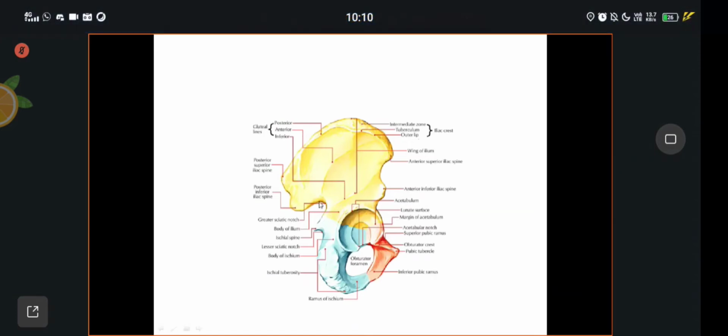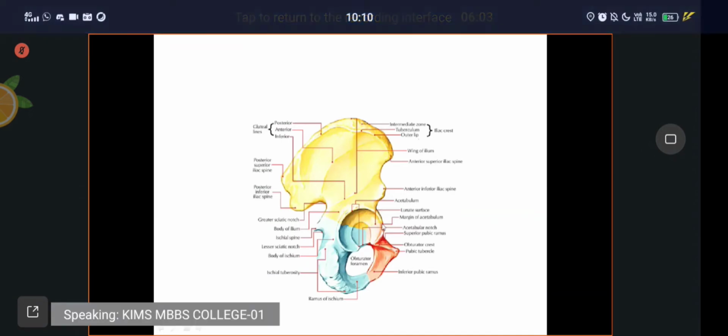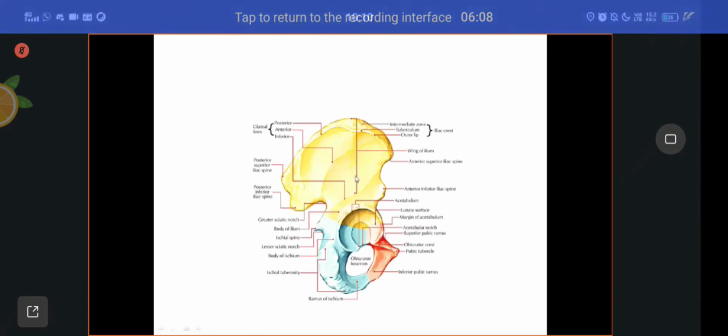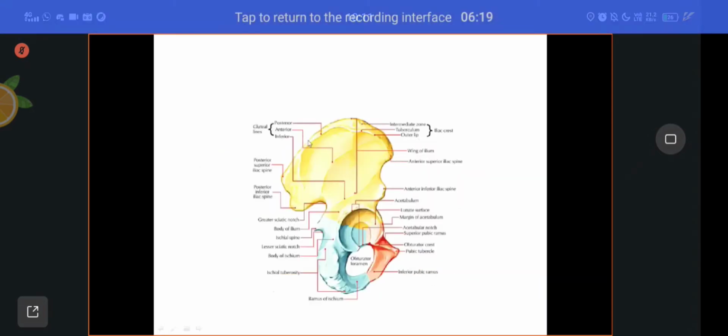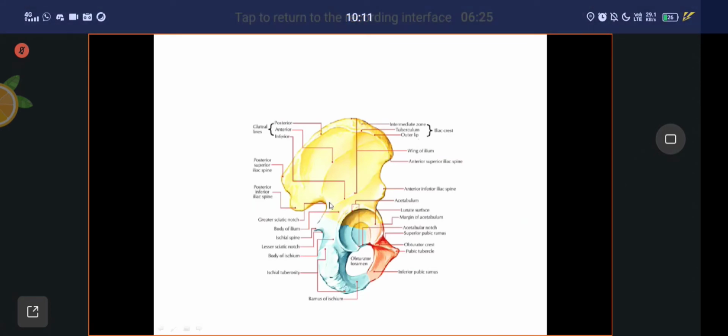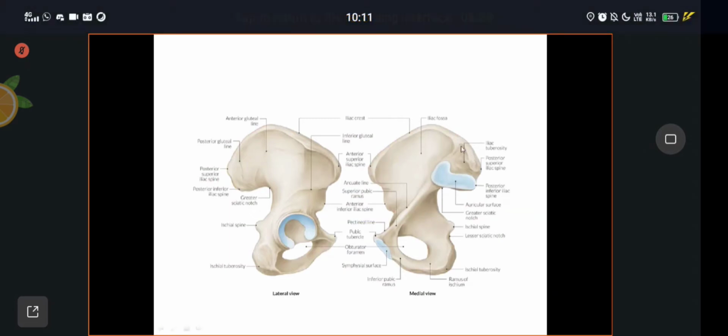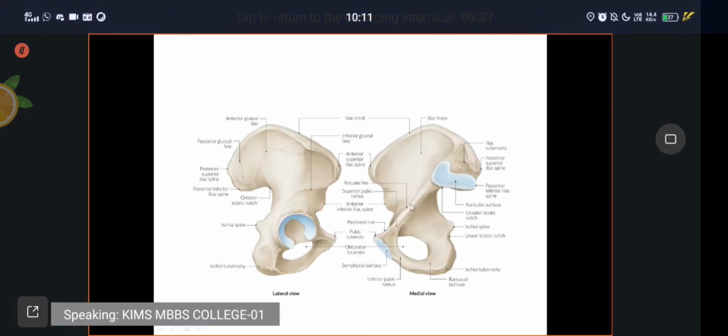It has an anterior border and a posterior border. This one, which I am showing you with the arrow, is the anterior border, and this one is the posterior border. Then you have a medial border. So the ilium has an upper end, a lower end, an anterior border, a posterior border, and a medial border. These are the three borders, and we will discuss each border in detail.